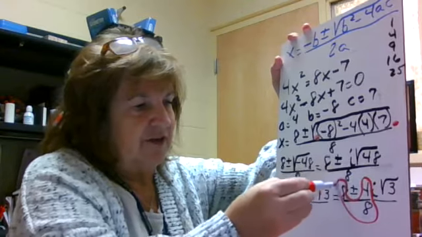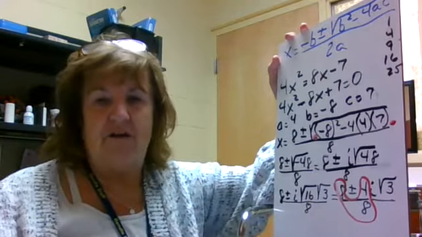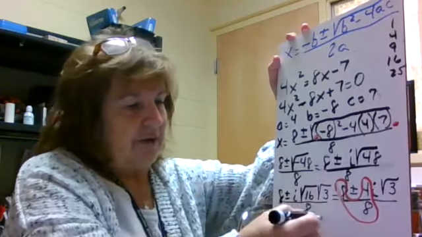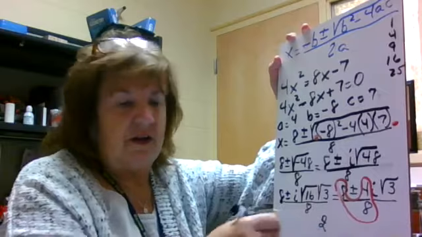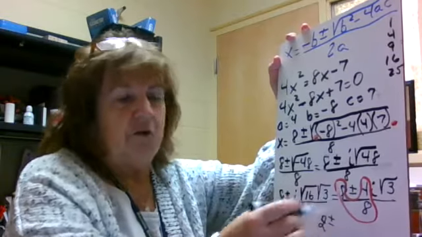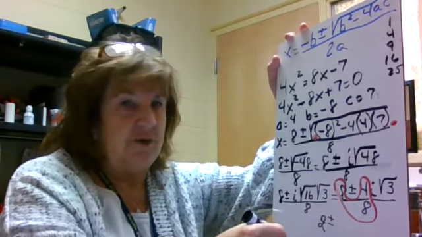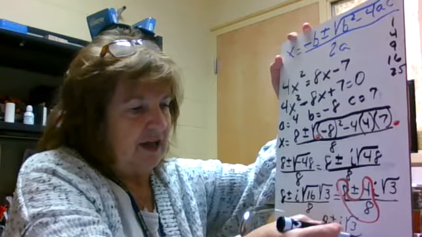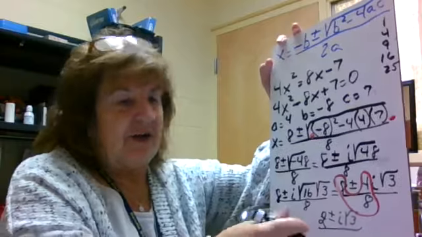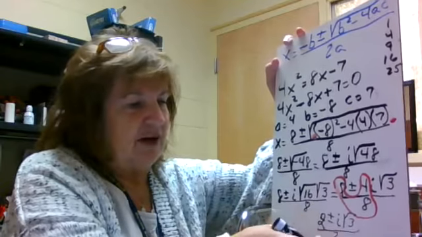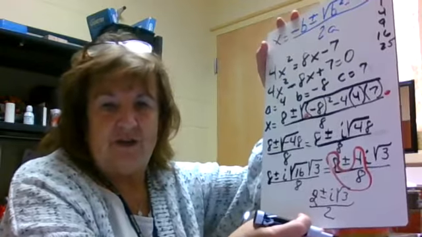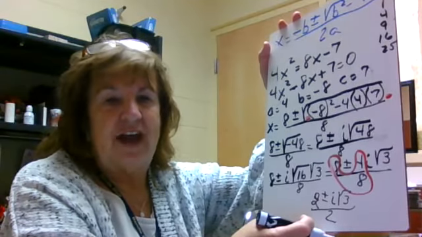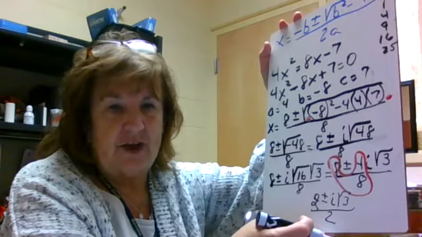Well, is there a number that goes into 8, 4, and 4? Yes, there is. I can divide by 4. So 8 divided by 4 is 2, plus or minus. 4 divided by 4 is 1. You don't need to write that 1 there. I square root of 3. And on the bottom, 8 divided by 4 is 2. So that answer there, 2 plus or minus I square root of 3 over 2, that's the answer to question number 8 on your quiz.